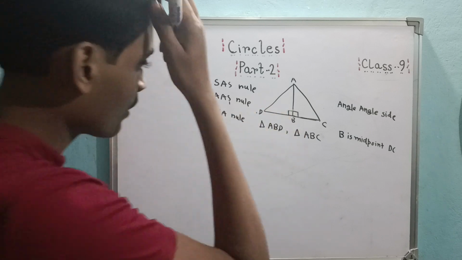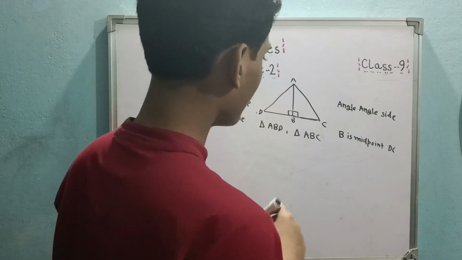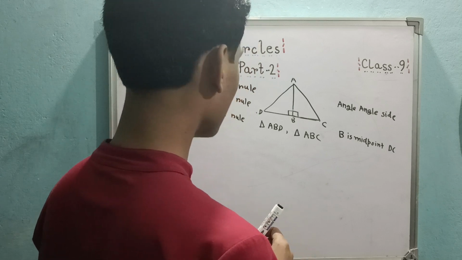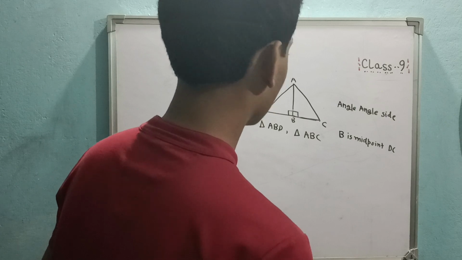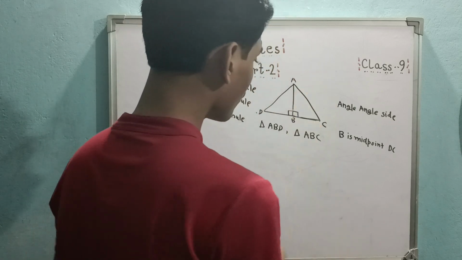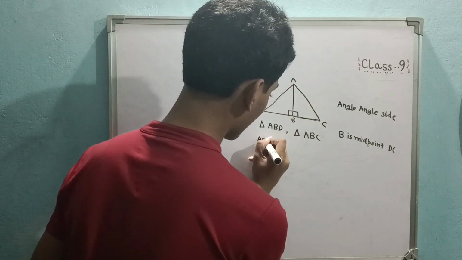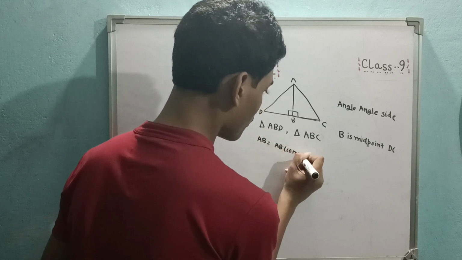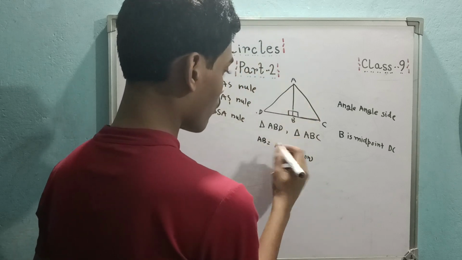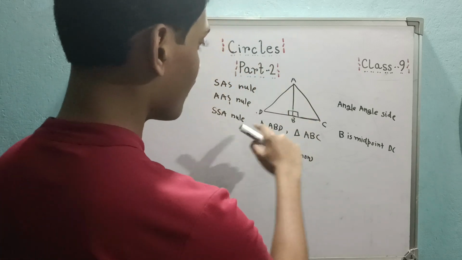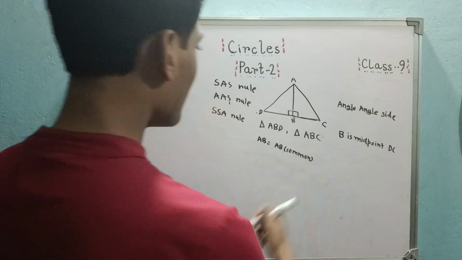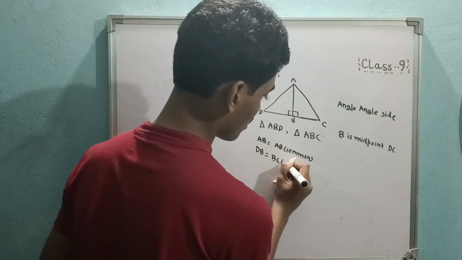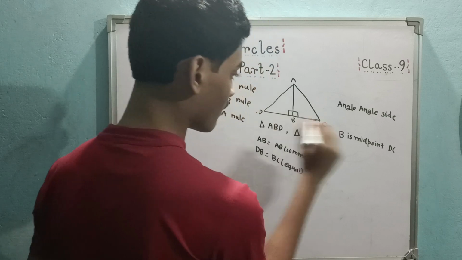How? See, first what I did, I just applied this rule, angle side or side. Yes. So first see, here AB is common, AB equal to AB common. So what did we do here? We proved that two sides are equal. So one side done. Again, as B is the midpoint of BC and DB equal to BC equal, we proved another two sides are equal.